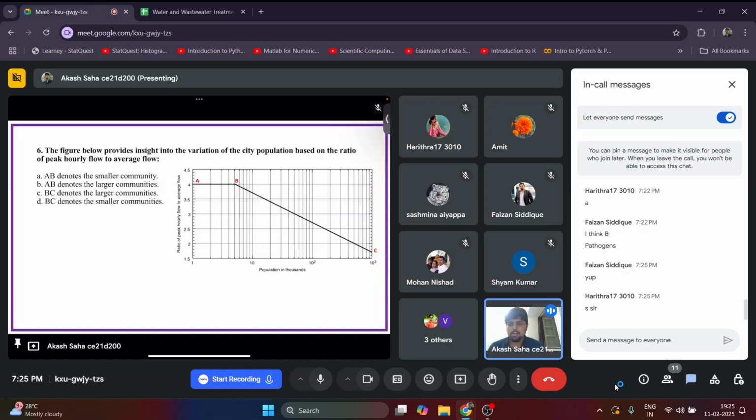Okay, so the figure below provides insight into the variation of a city population based on the ratio of peak hourly to average flow. So they are calculating the ratio of peak flow by average flow. So you have to tell me whether AB denotes a small community or a large community, or BC denotes a small community or a large community. So based on the ratio of peak flow to average flow, what is that factor called?